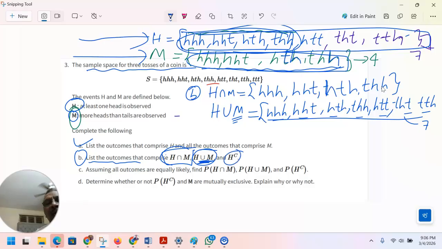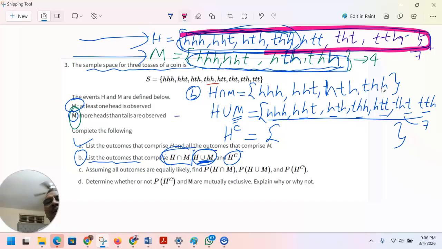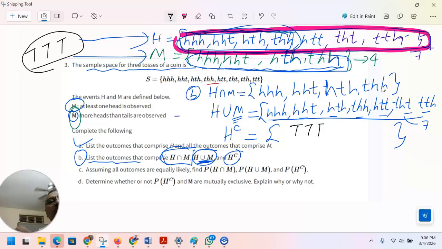And we have H complement. So what is H complement? H complement means you have to write something here which is other than H. Now H is this, this is the H part. So what is other than H means what is missing there, which is tail, tail, and tail. So when you talk about tail, tail means there is no head. So this is the only one, tail, tail, tail. And you're done. That's all you do.